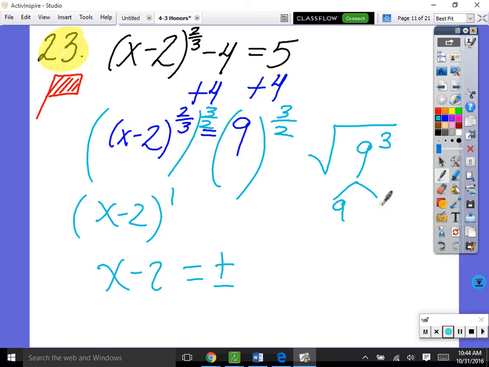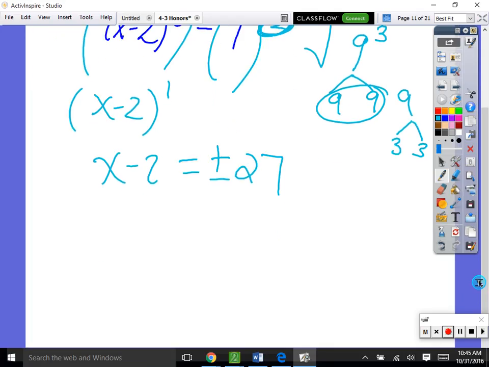Well, let's see, is it 9 and 9 and 9? 9 times 3, correct? So 27. This is what we're looking at. You forget the plus and minus when dealing with an even root. Roots are on bottom. Even roots have to have plus and minus.